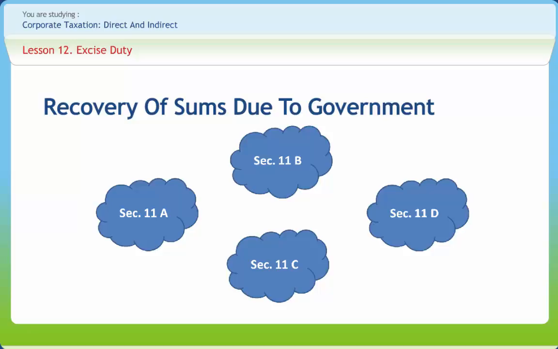Notwithstanding anything to the contrary contained in any order or direction of the appellate tribunal or any court or in any other provision of this Act or the rules made thereunder, every person who has collected any amount from the buyer of any goods in any manner as representing duty of excise shall forthwith pay the amount so collected to the credit of the central government.